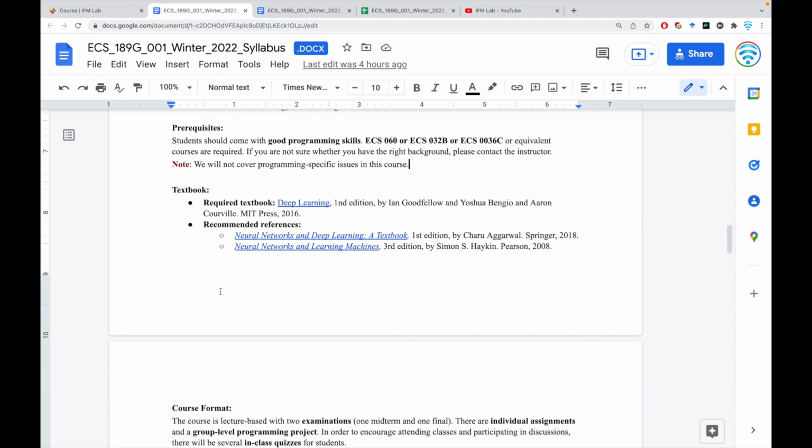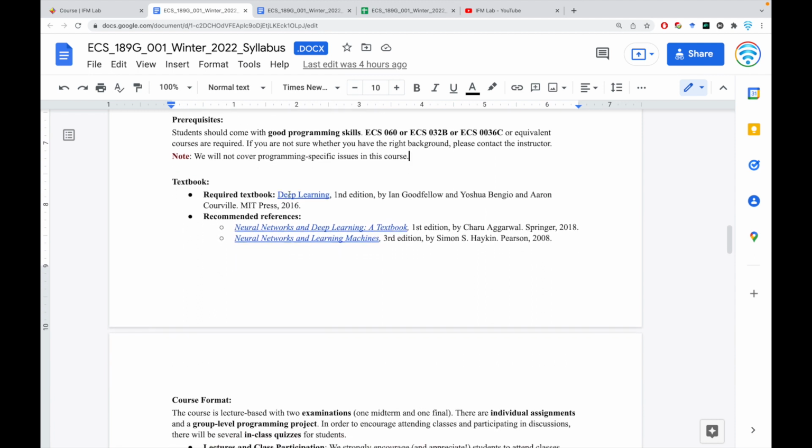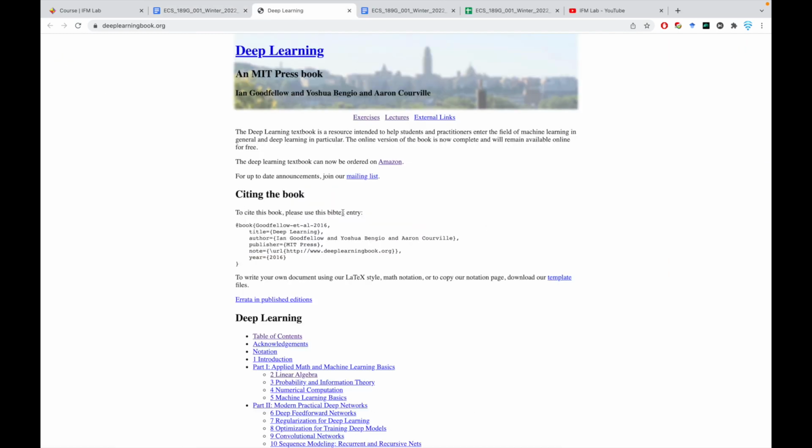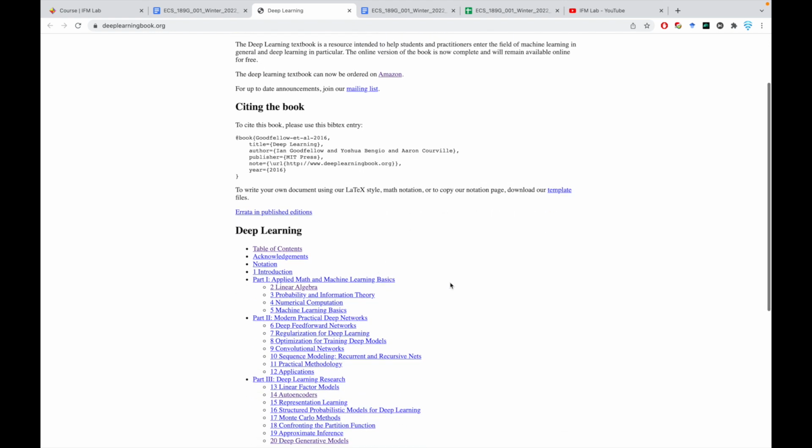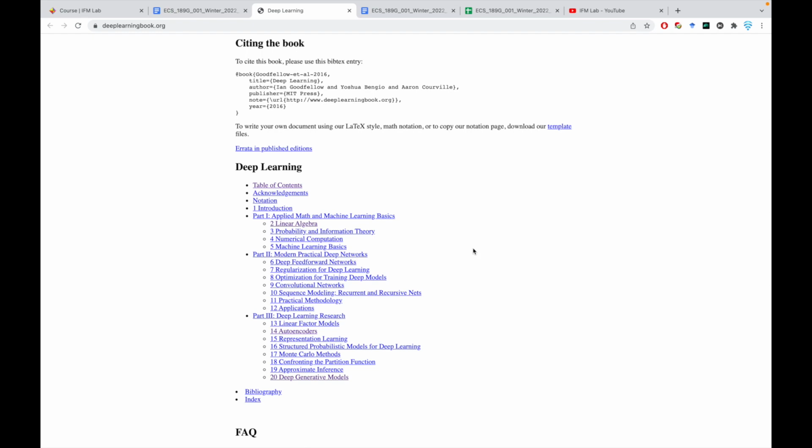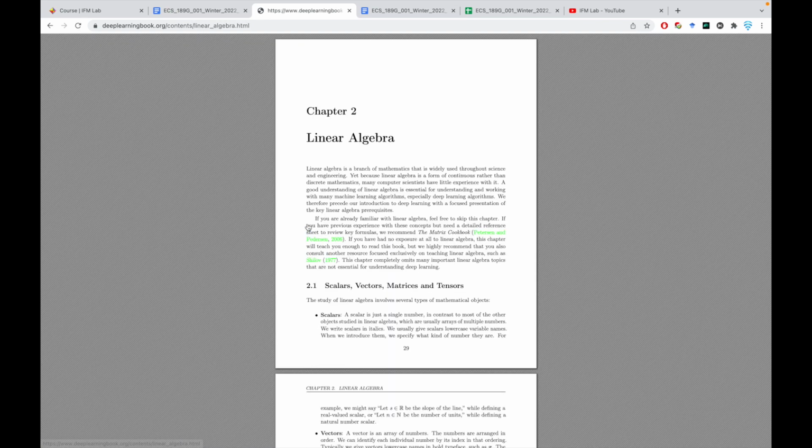For this course, we have one required textbook. It's about deep learning, and this book actually is an online book, an e-book. In other words, you don't have to purchase this book. You can click this link, and then you can go to the book website. All the book contents that have been released are available. If you want to check one specific chapter, like linear algebra, you can click this link, and you can access chapter 2 on linear algebra for this book.